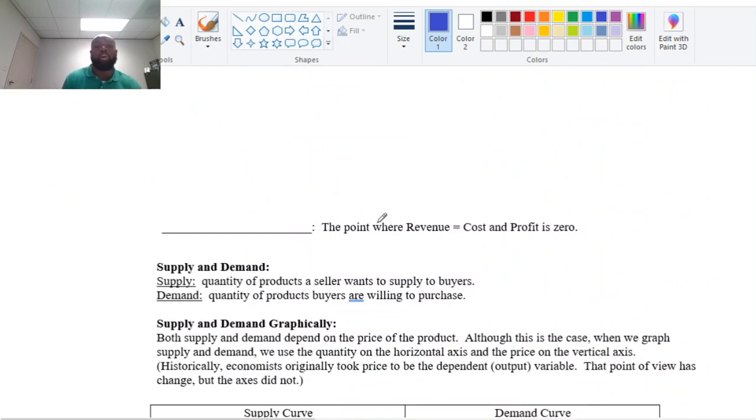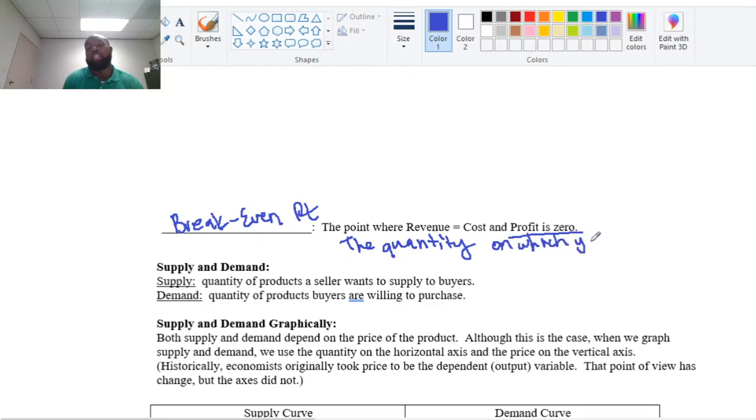All right. And so that's what our break even point is. It's the point where your revenue equals cost. So this is your break even point. And it's also the point where profit equals 0, right? You know the quantity at which you get out of the hole. You're no longer in the red once you sell that quantity of items. That's the importance of your break even point.